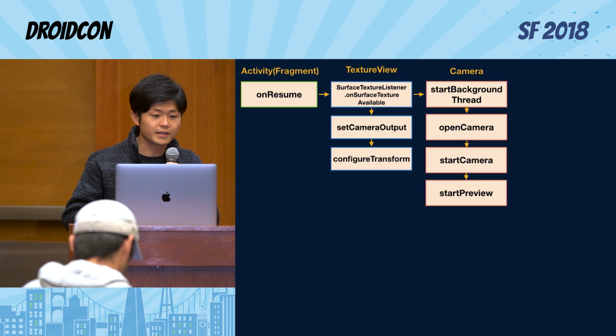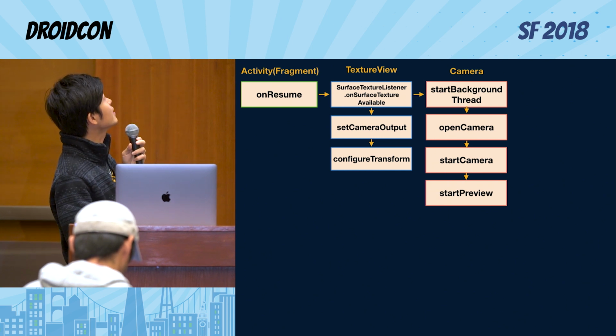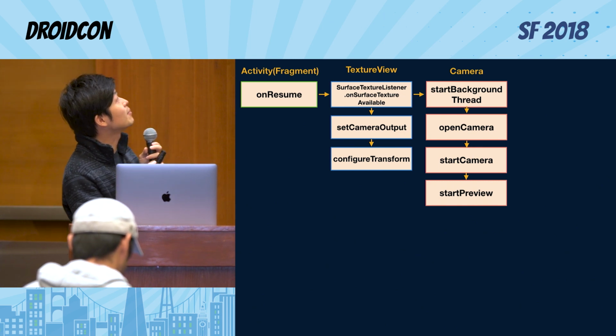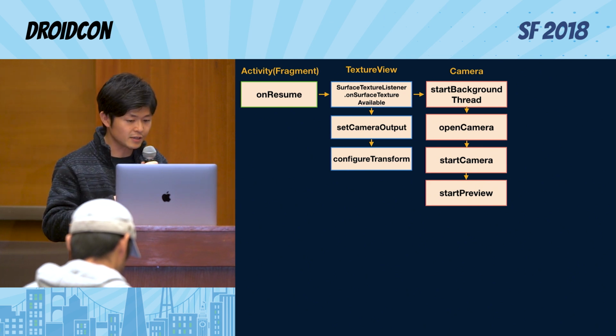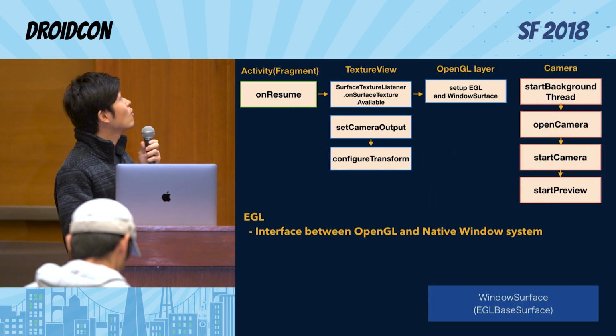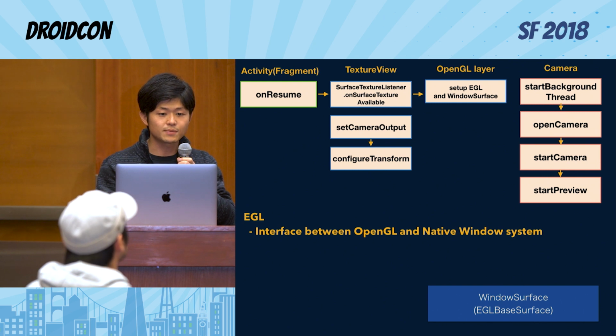And here's a diagram that shows the flow of camera launch. Usually, when the surface texture is ready, we open the camera, we start a background thread, and then we do all the preview calculation and whatnot. But when we want to use the OpenGL layer, we need to intercept that process.